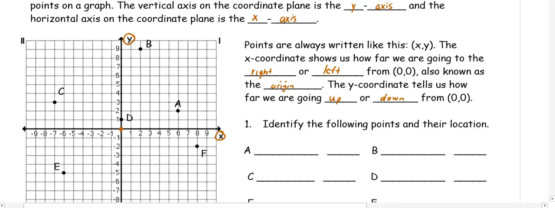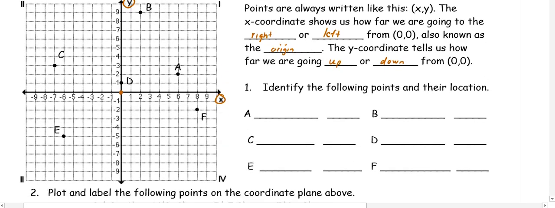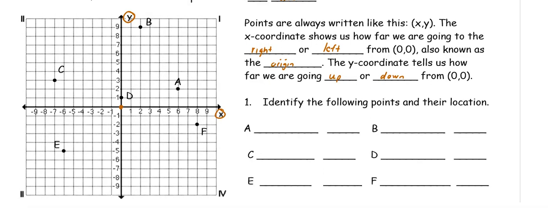So here we have points on the graph already, so we're going to identify their coordinates and what quadrant they're in. The first point is A. So A is right here. It lines up with 6 on the x-axis and 2 on the y-axis. So our coordinate would be 6, 2. Remember, it's always x and then y. So this is in the first quadrant. And that makes sense because both of our coordinates are positive.